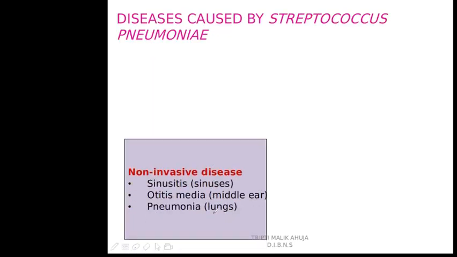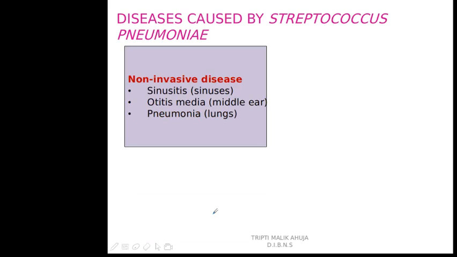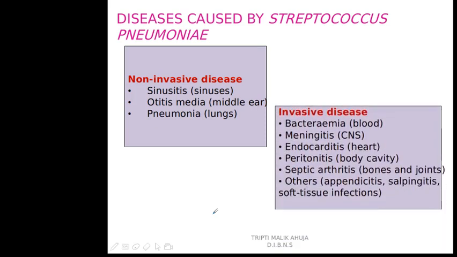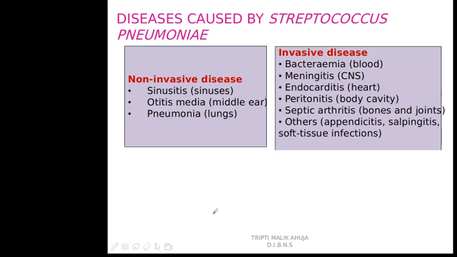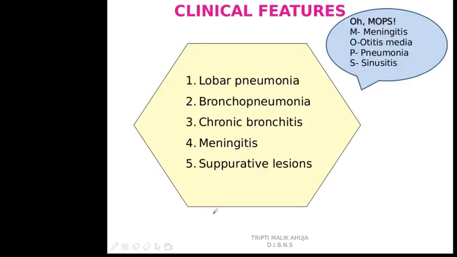The diseases which are caused by Streptococcus pneumoniae can be classified into two categories. In non-invasive: sinusitis, otitis media, pneumonia. In the invasive diseases, there is bacteremia, meningitis, endocarditis, peritonitis, septic arthritis, appendicitis, and the soft tissue infections. The clinical features: lobar pneumonia and bronchopneumonia are prominent.